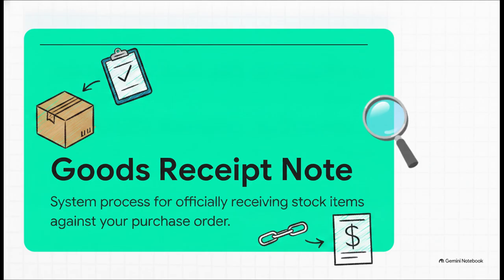GRN stands for Goods Receipt Note. For our newer users out there, when someone tells you to do the GRN, this is exactly what they mean. It is the official system process for receiving physical stock items and matching them directly against that pristine purchase order you created back in step 1.